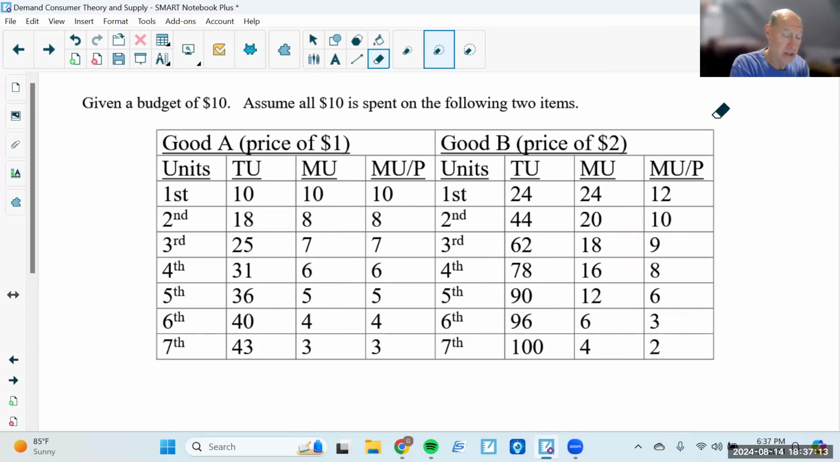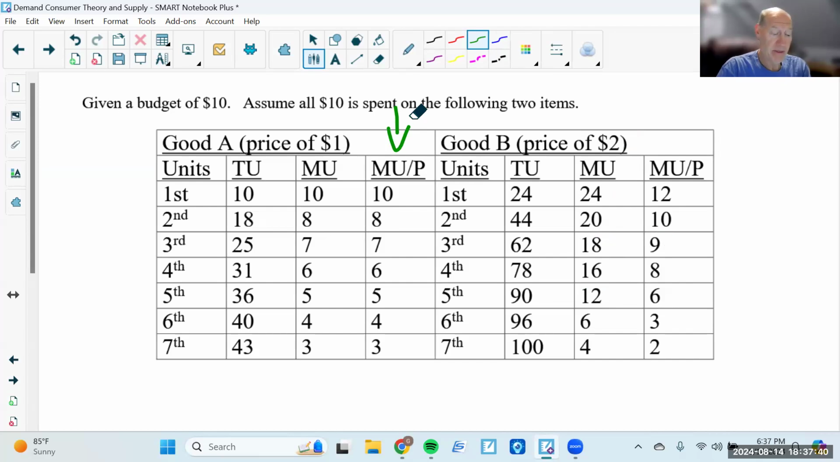All I did to get that is I just took the marginal utility here and divided it by the price. 10 divided by 1 is 10. 8 divided by 1 is 8. 7 divided by 1 is 7. Over here, 24 divided by 2 is 12. 18 divided by 2 is 9. 12 divided by 2 is 6. So now I know what my additional satisfaction is per dollar for good A. This is my satisfaction per dollar for good A. This is my satisfaction per dollar for good B.